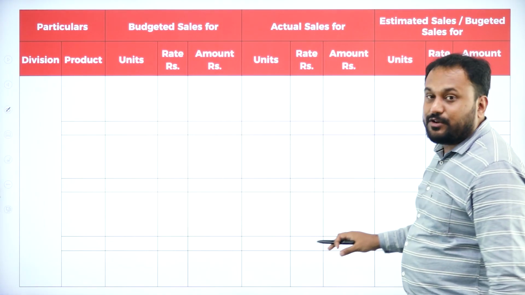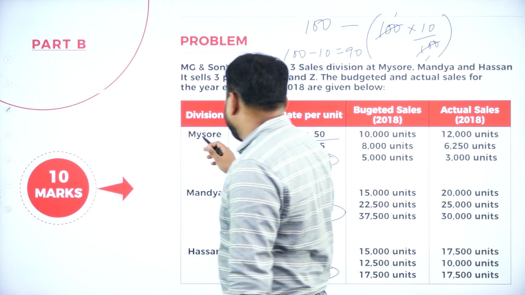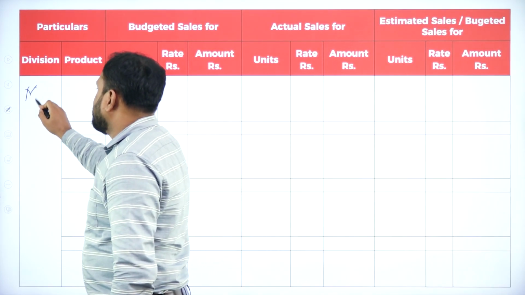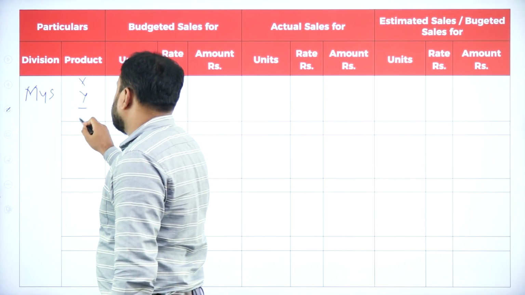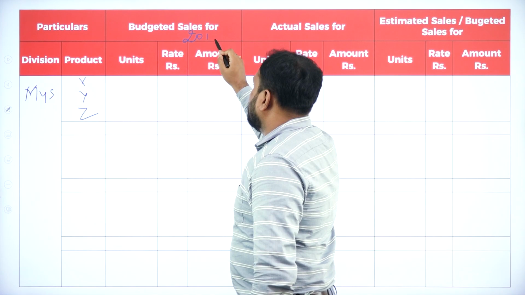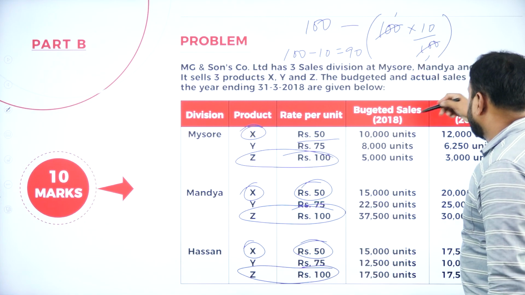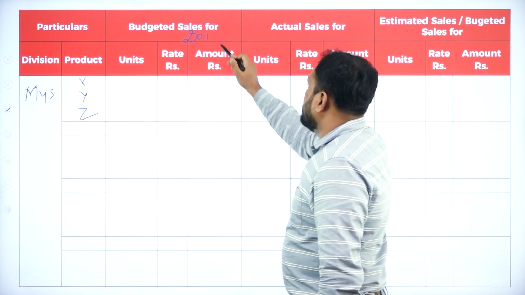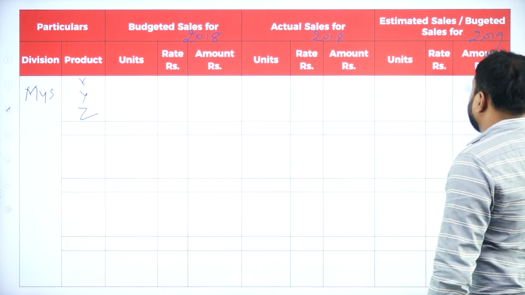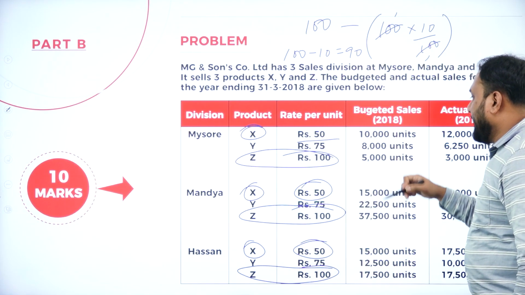So I told you how exactly you are supposed to go with it. I'll show you one of the things here. Now we have the question: Mysore, X, Y, Z, with rates 50, 75, 100. How will you go with it? You will write here Mysore, you will write X, Y, Z. You will write the units of budgeted sales for 2018, the actual. This is 2018. We need to prepare for 2019. Now units is how much? Just copy paste.